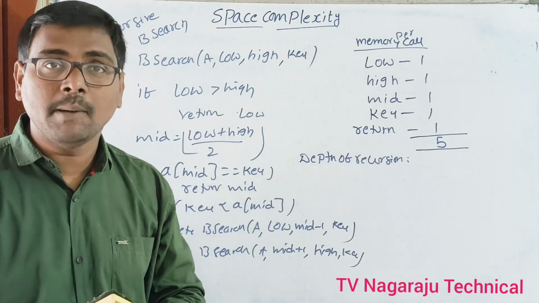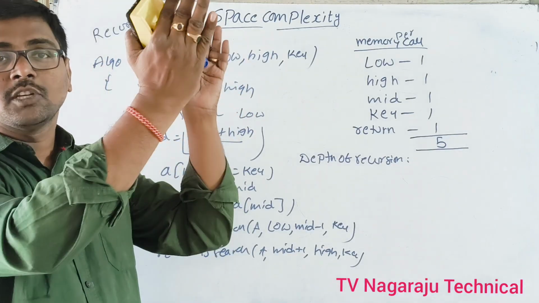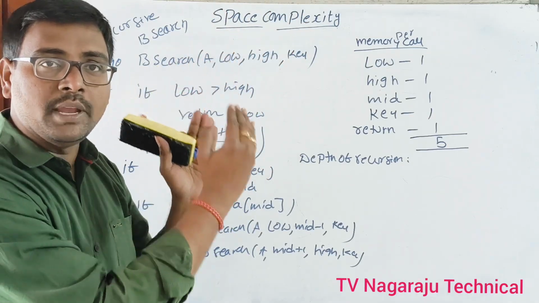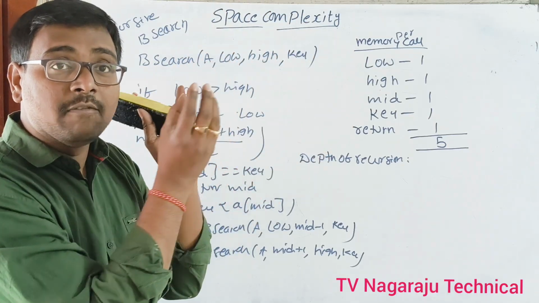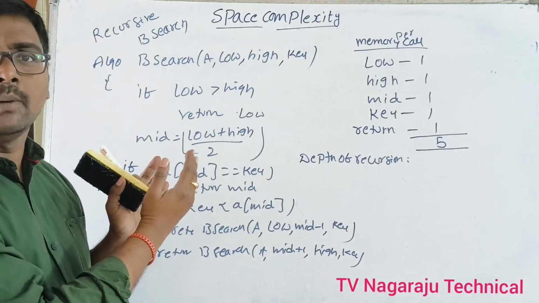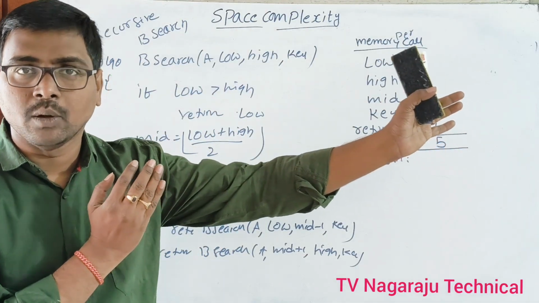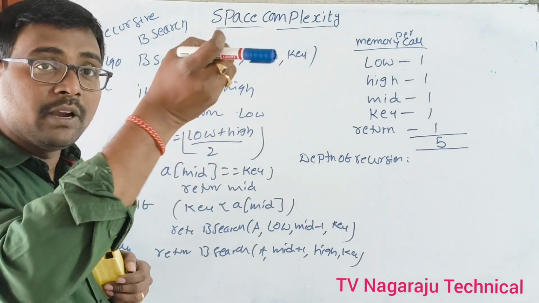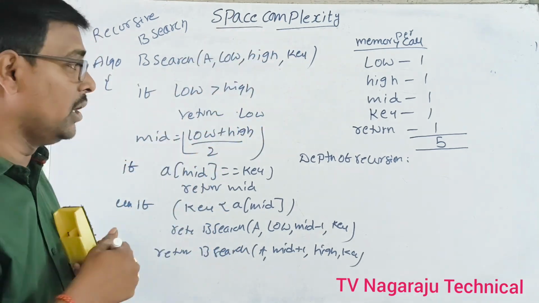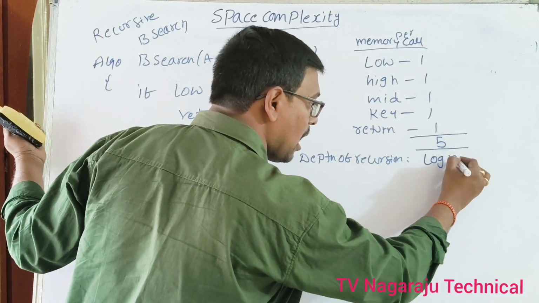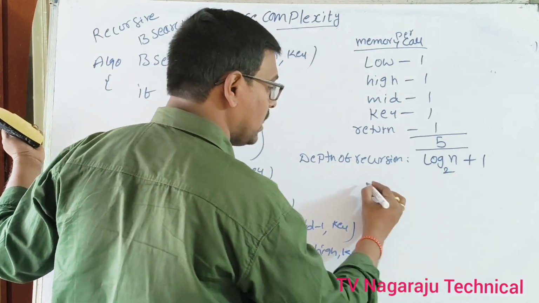We already know the binary search algorithm. First we have n elements, divided into n by 2 and n by 2. If the key is less than mid, we search only the left n by 2, ignoring the right n by 2. Again n by 4, that means each time it is partitioned. Simply, the depth of the recursion is log n (base 2) plus 1.